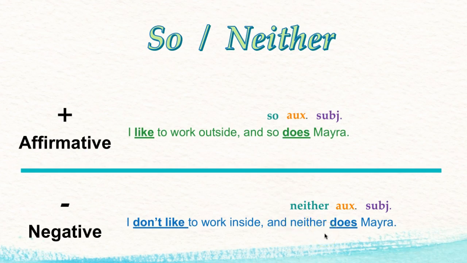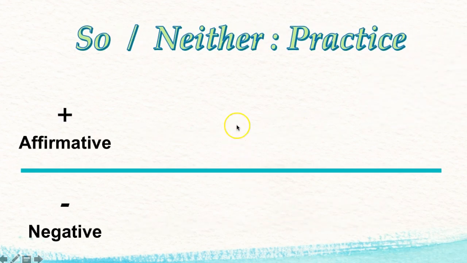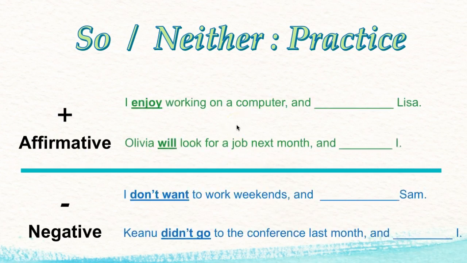Let's practice. So here are our sentences. And remember, with affirmative sentences, we use so. Negative sentences, we use neither. Don't forget about the word order, and don't forget about the auxiliary verbs. Pay close attention to those. Okay, so now you can press pause, go to your notebook, complete these sentences in your notebook, and when you're ready, you can come back, press play, and check your answers.